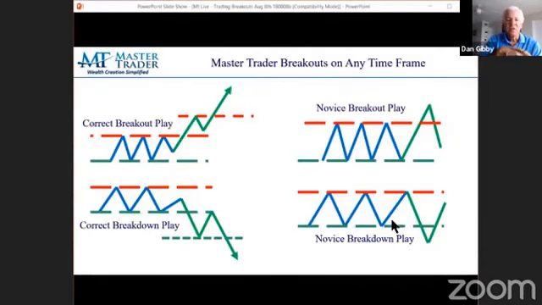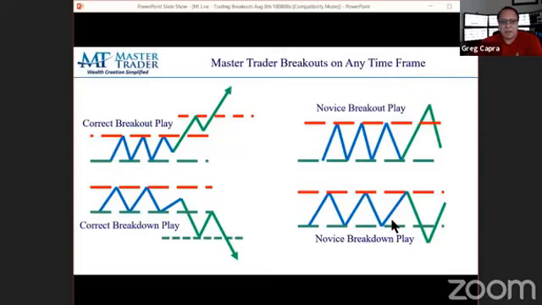We'll start just with a little stick figure here and then go into a bunch of chart examples. And then hopefully we should have time for scanning and look for some new setups. So Greg, do you want to cover this one? What are we looking for with these breakouts?